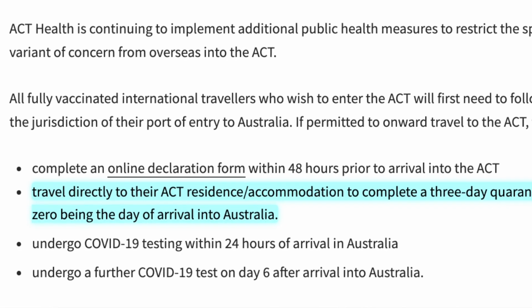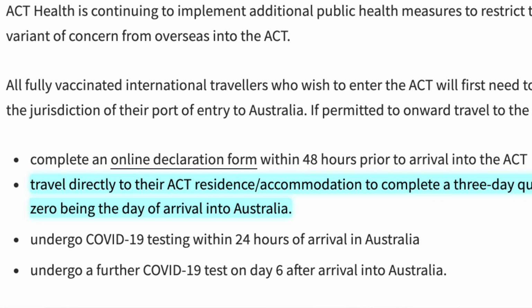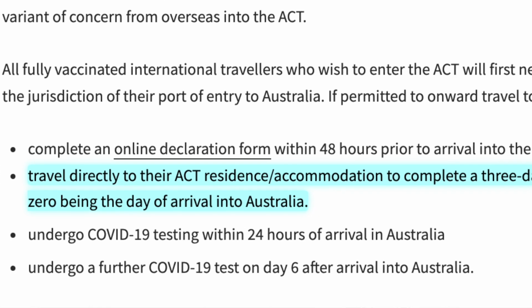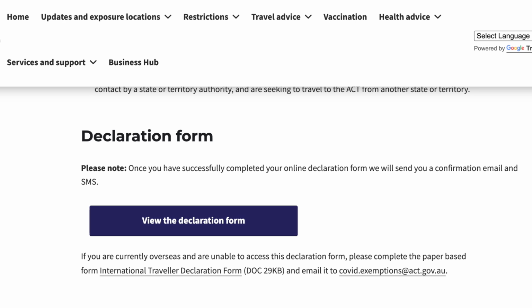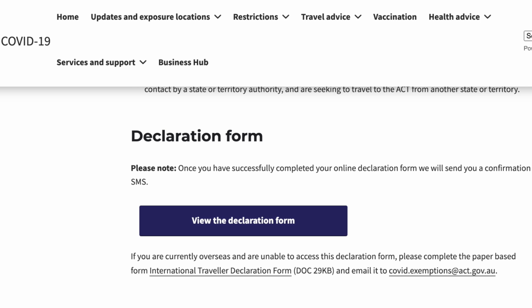So if you're arriving today, you will not count today in your isolation. You'll have to do 3 days after today. Again, you can do home quarantine as well, as long as you have separate facilities and you're not sharing anything with other household members. And COVID testing is required within 24 hours of your arrival and on day 6 after your arrival as well. Now, there is a form known as a declaration form that you must complete when you're entering into ACT.